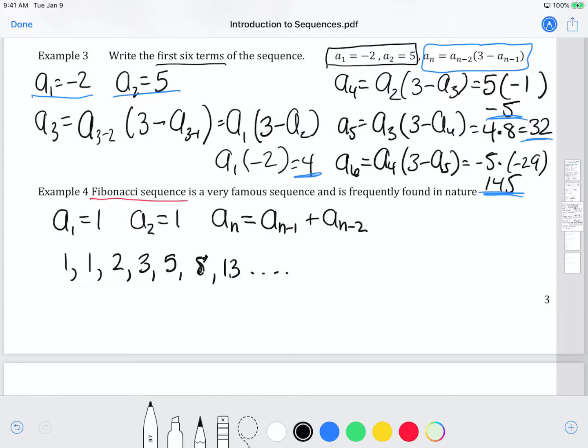And the Fibonacci sequence is very famous, and it has a lot of scientific applications, and it is seen a lot in nature and in music. And it's defined as a recursive sequence because you need the previous 2 to get the next term.